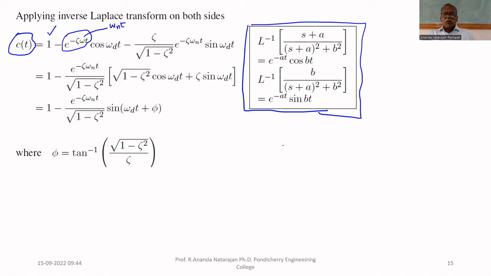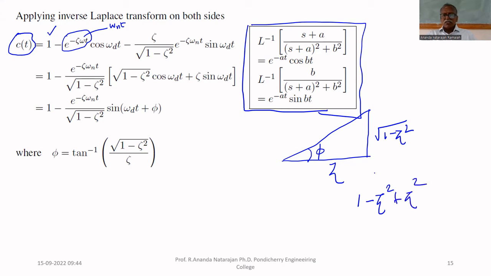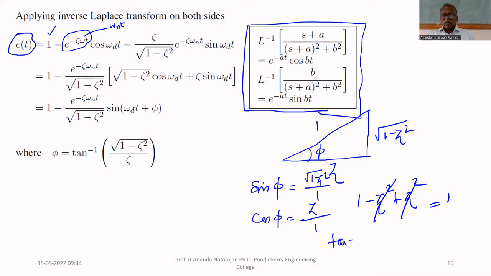Okay. Now we know that we'll take a triangle. Here the angle is phi. The length of this side is square root of 1 minus zeta square, and this side is zeta. So what is the hypotenuse? The sum of squares of these two: 1 minus zeta square plus zeta square, which is equal to 1. Therefore, the hypotenuse is 1. Therefore, sin phi can be written as square root of 1 minus zeta square upon 1. Similarly, cos phi equals adjacent side upon hypotenuse, which is zeta. Therefore, tan phi equals opposite side upon adjacent side.